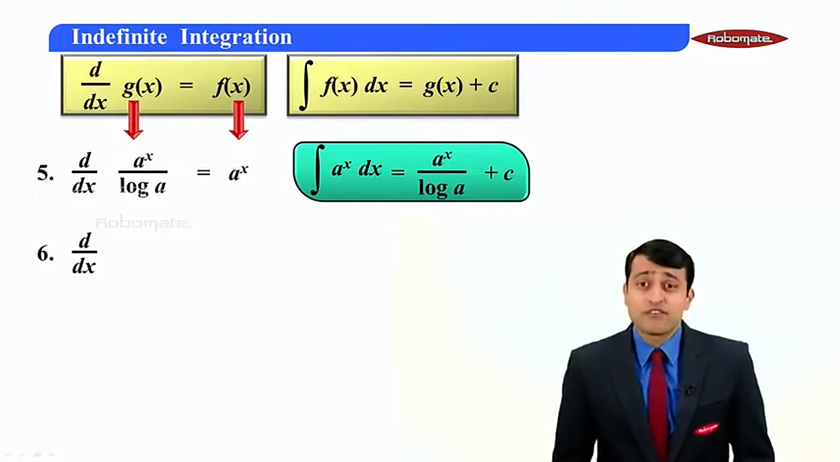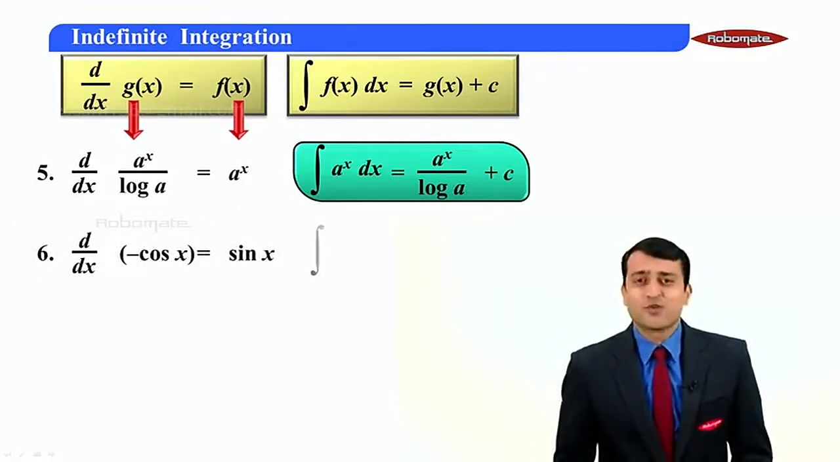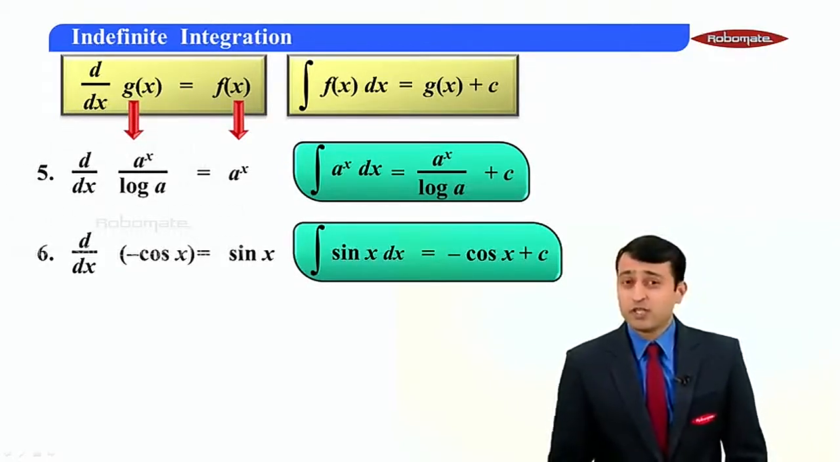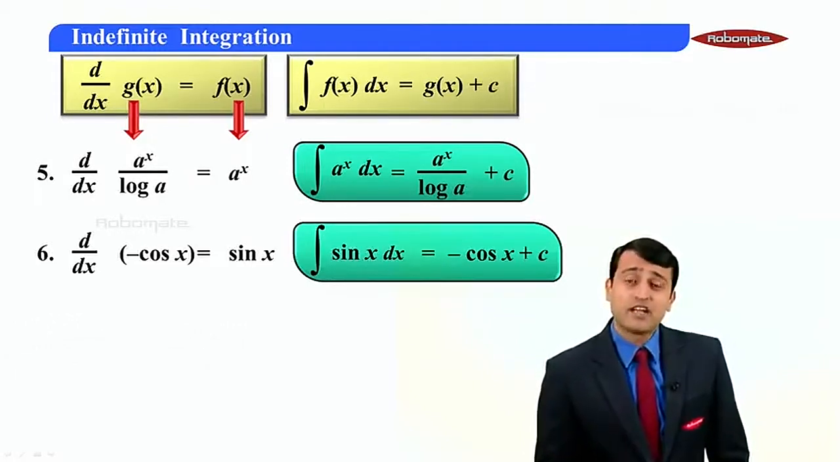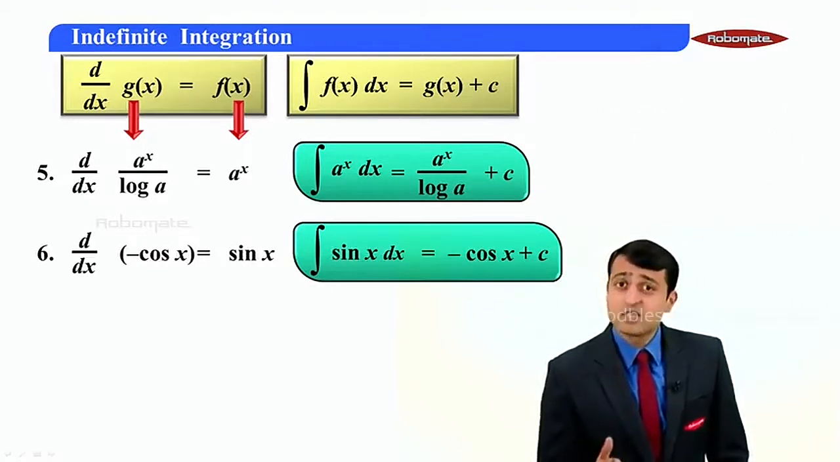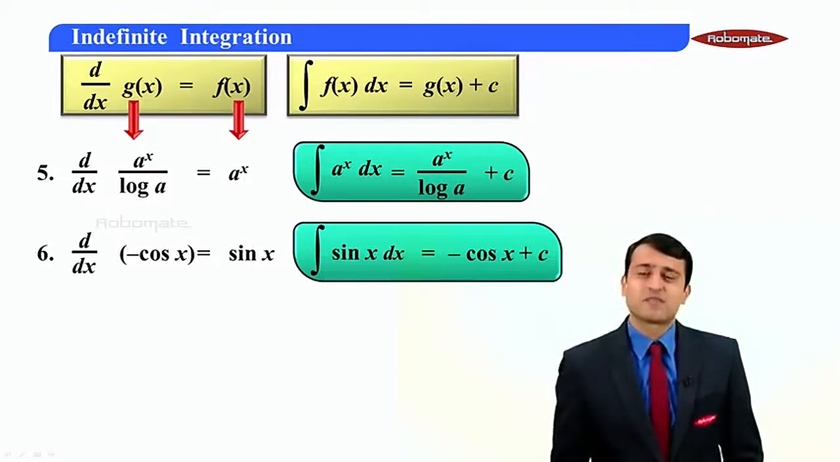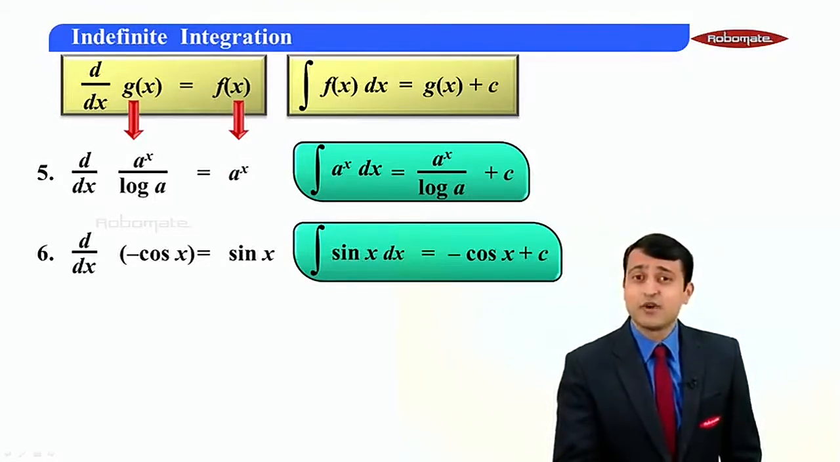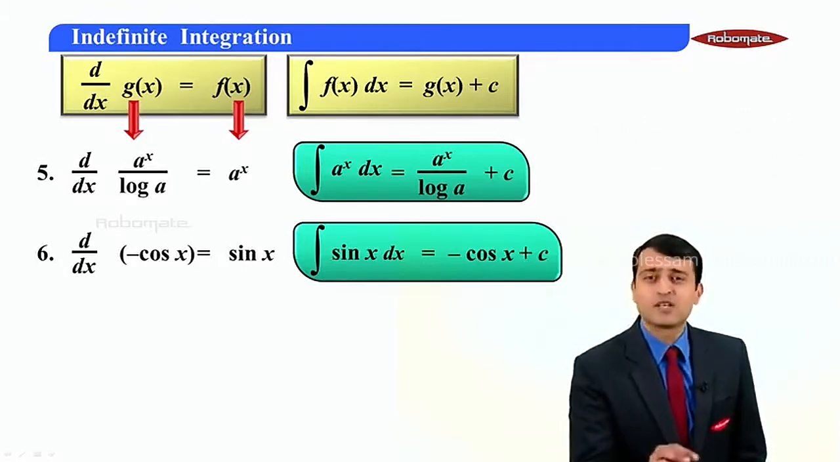Now let us see some trigonometric formulas. We have d by dx of minus cos x is equal to what? It is equal to sin x. So what we can say is integral sin x dx is minus cos x plus c. Now this is one formula which many get confused. When they start recalling the formula, they get confused whether integral sin is plus cos or it is minus cos, because derivative of sin is plus cos. So students, remember, in derivative sin x will give you answer as cos x. In integration, sin x gives answer as minus cos x.